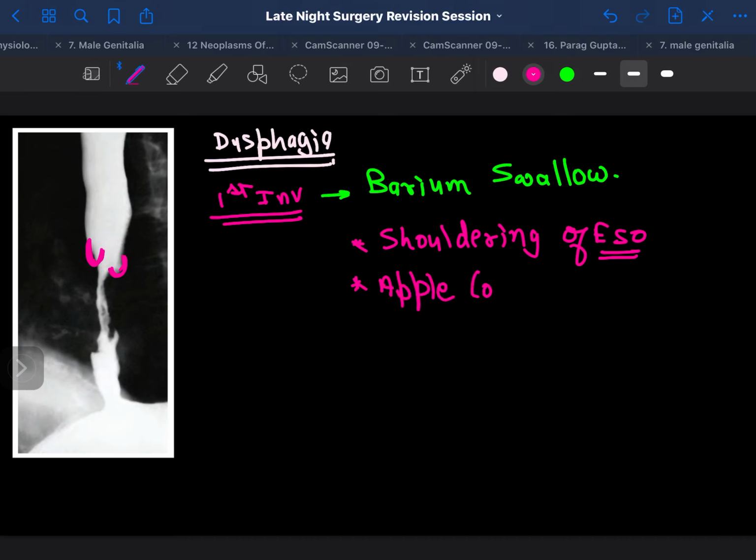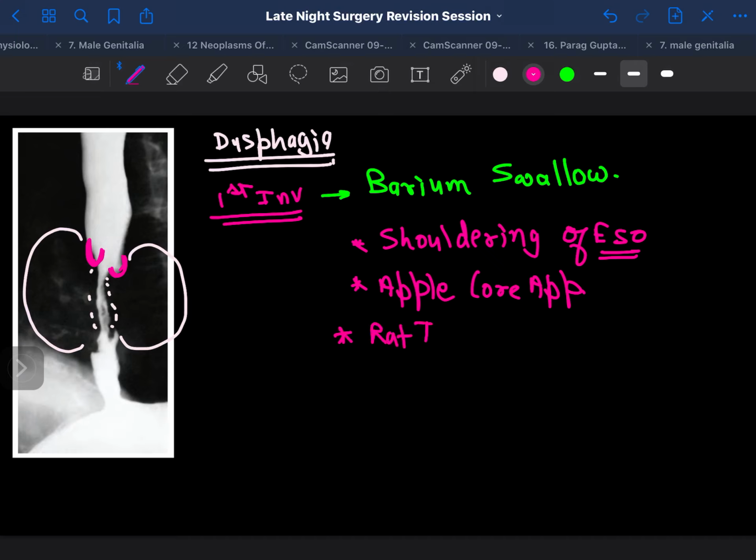Along with this, you also have something which is called an apple core appearance. What are you having over here? You are having an apple core appearance. Now what do you understand by this apple core appearance? If you just complete this particular part over here, doesn't it look like somebody has eaten the apple away and just left behind the core of the apple? So yes, that is what is called an apple core appearance.